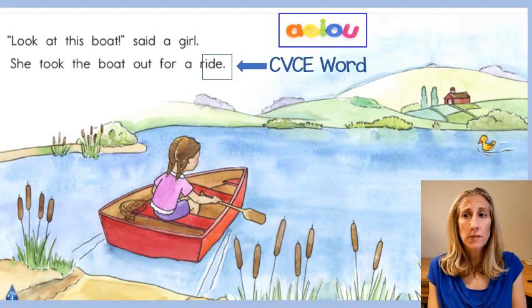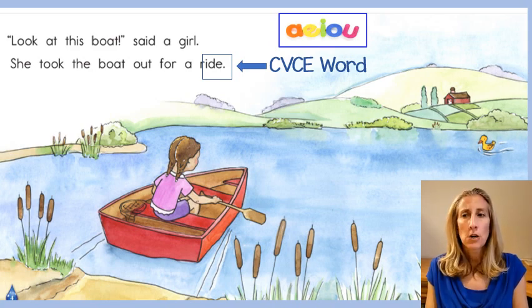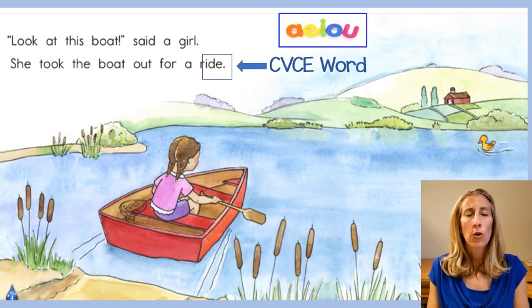Look at this boat, said a girl. She took the boat out for a blank. So there's that word. It has that E at the end. It's a CVCE word. She took the boat out for a ride.